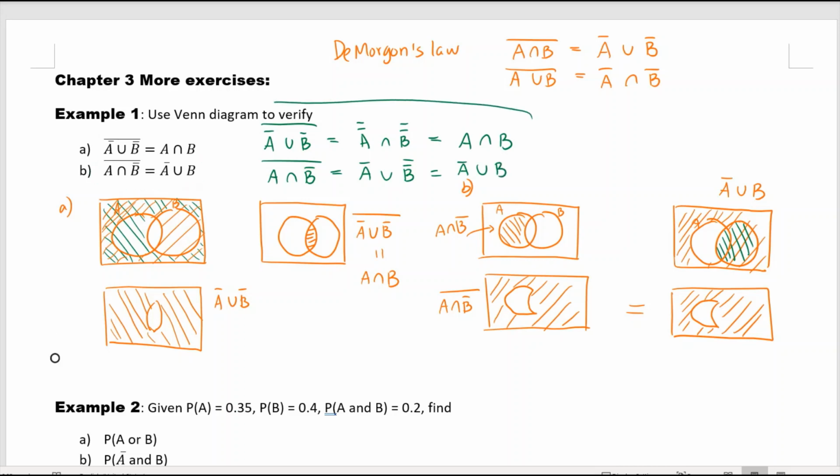So this is how you think without drawing the Venn diagram. Maybe in the exam I ask you true or false questions. I give you two expressions and say they are equal. Then you can use this way to quickly figure out whether they are equal. Right? So this is example 1.